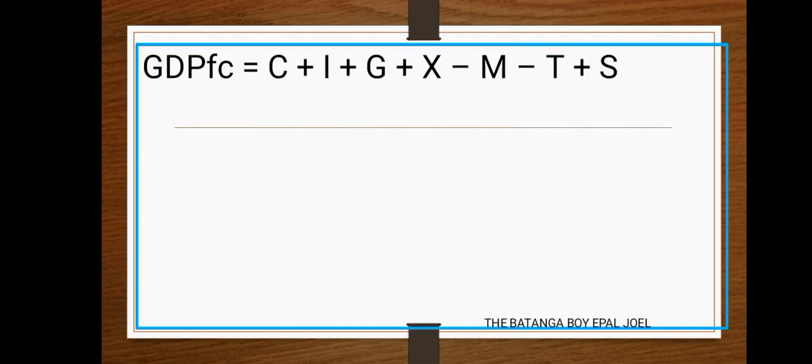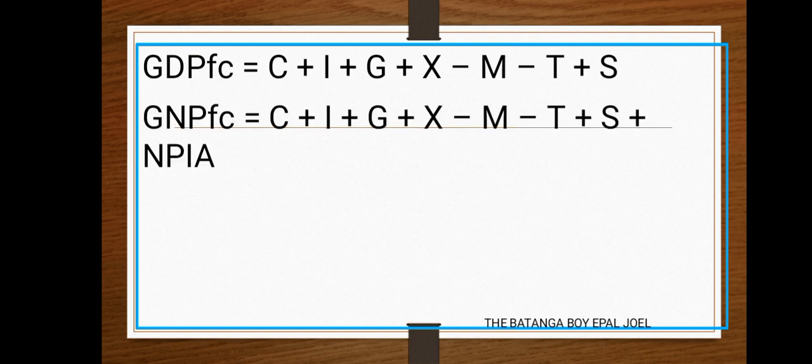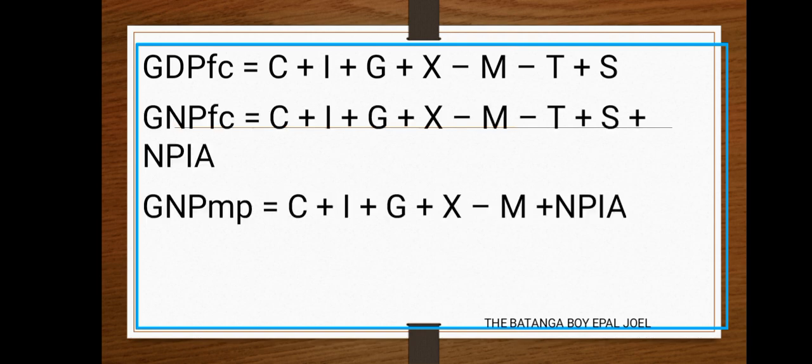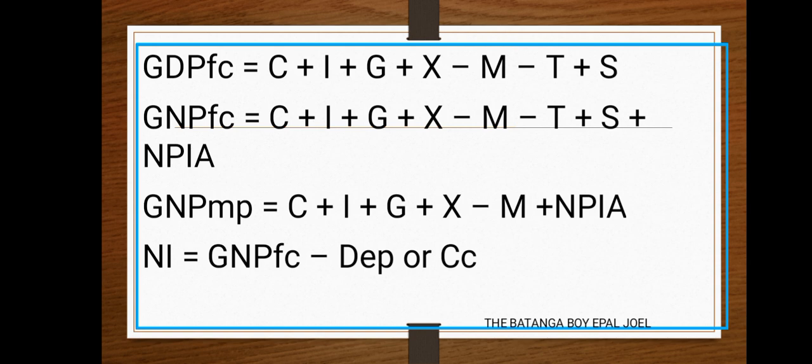Now for the next, we have the gross domestic product at factor cost. For gross domestic product at factor cost, what we have is consumption plus investment plus government expenditure plus export minus import minus taxes plus subsidies. So if you look at it very well, you realize that we left market prices and we are now on factor cost. So moving from market prices to factor cost, what we take into consideration is the value of taxes and the value of subsidies. So you discover that we are subtracting taxes and adding subsidies. This is very simple and clear.